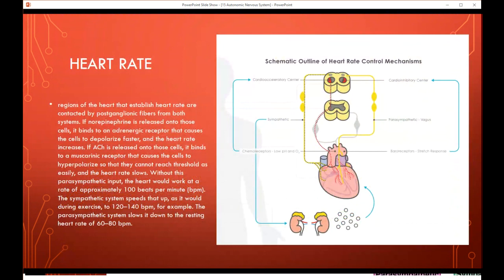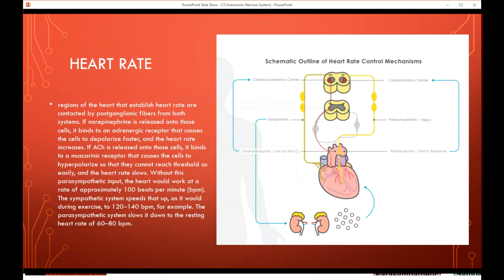So our heart rate. The regions of our heart that establish that heart rate have a connection point with those postganglionic fibers from both of our systems. So if, for instance, norepinephrine is released into those cells, it's going to bind to an adrenergic receptor. That's going to cause our cells to depolarize faster, therefore increasing our heart rate. Okay, so that's going to be a cardioacceleratory rate, right? We're going to increase that heart rate.